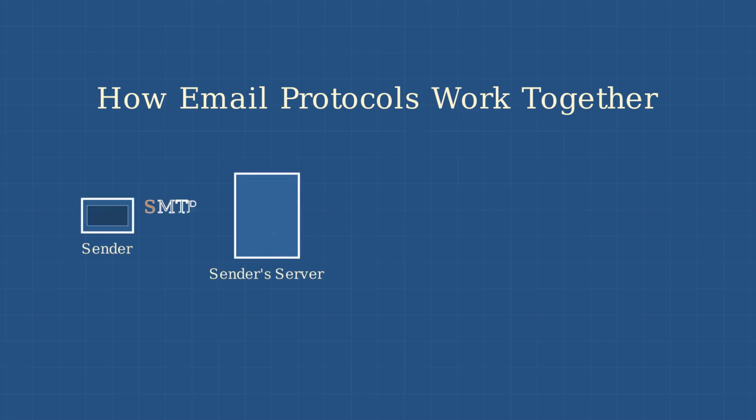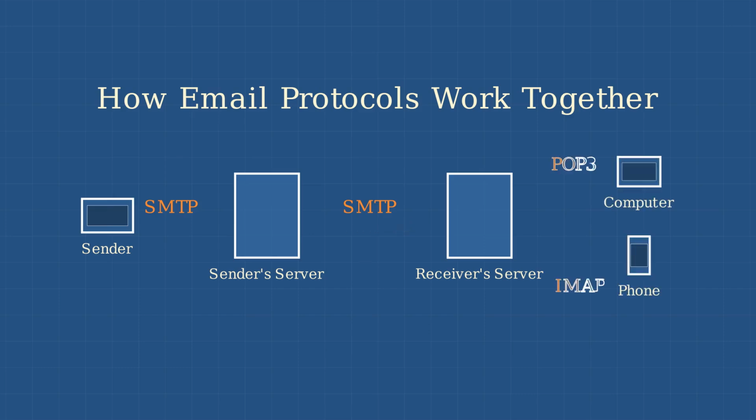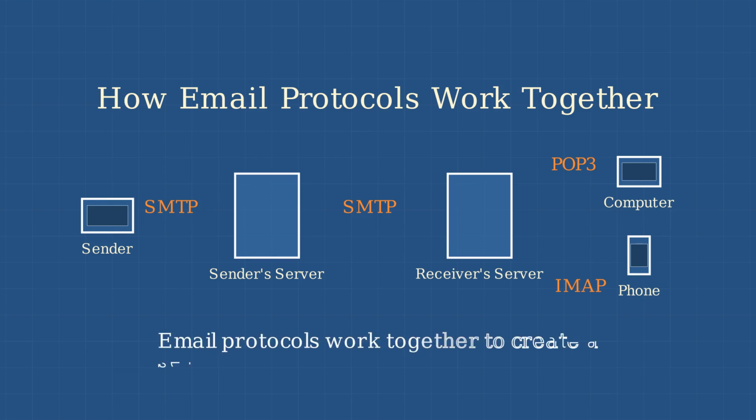SMTP handles the sending process from the user to their email server and then between email servers. Once the email reaches the recipient's server, either POP3 or IMAP can be used to access it. POP3 downloads emails to a single device, while IMAP keeps them on the server for access from multiple devices. These standardized protocols work seamlessly together to create the email experience we rely on every day.